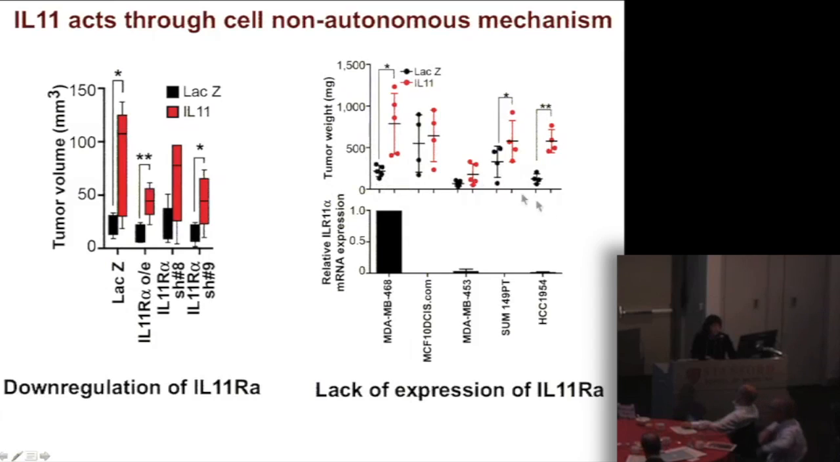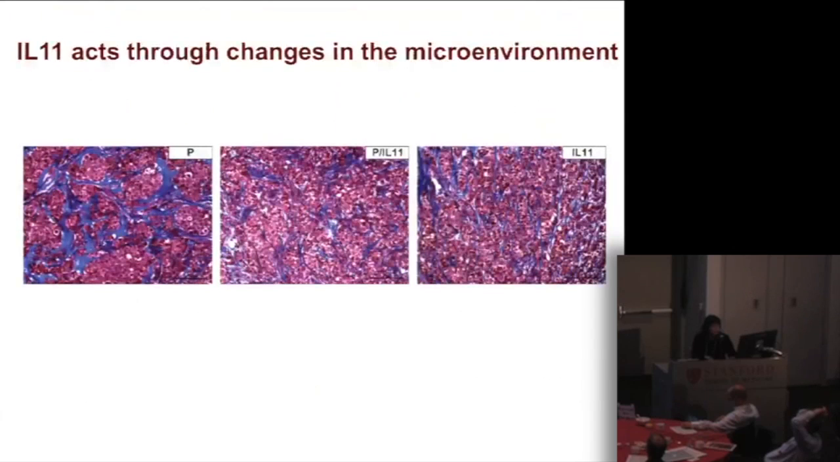And then another way we did this is we took breast cancer cells that had no measurable level of IL-11 receptor alpha. This is by RT-PCR. We could not detect the expression. But when we introduced IL-11 into those cells, it was still able to promote tumor outgrowth, suggesting that it's not a cell autonomous, but a cell non-autonomous effect, presumably through the microenvironment.